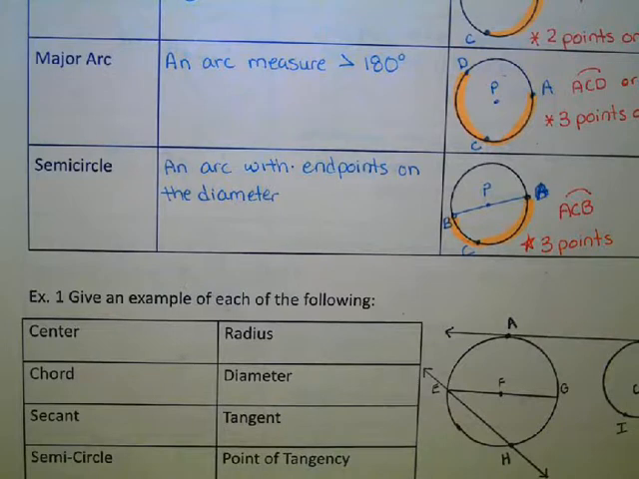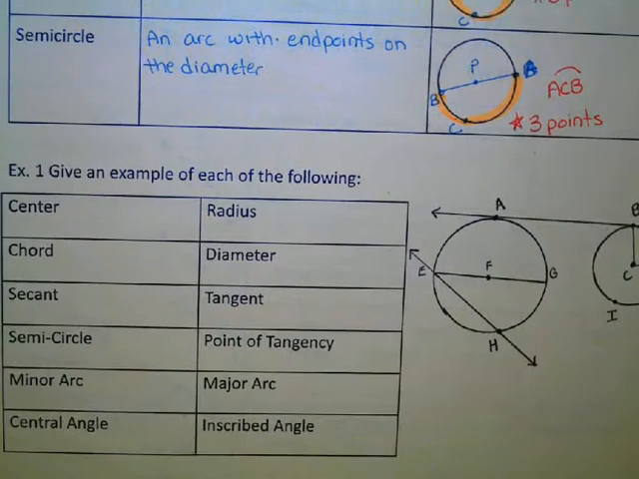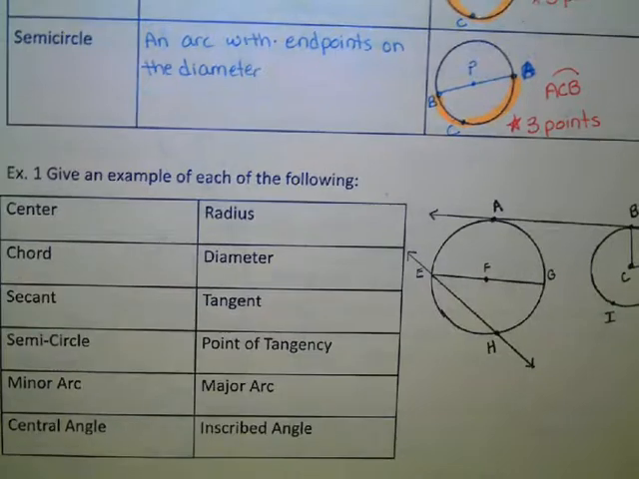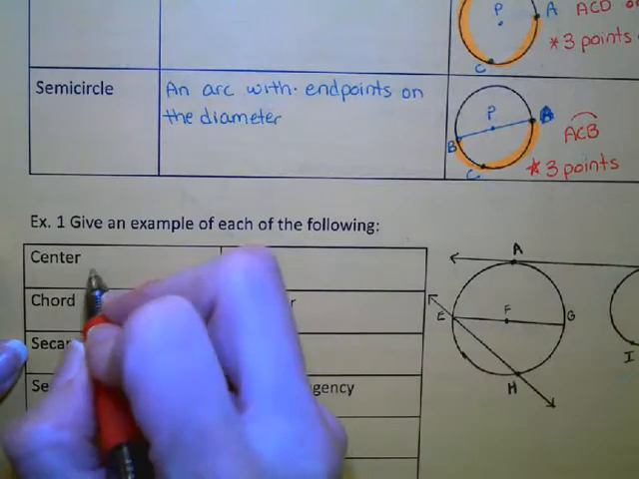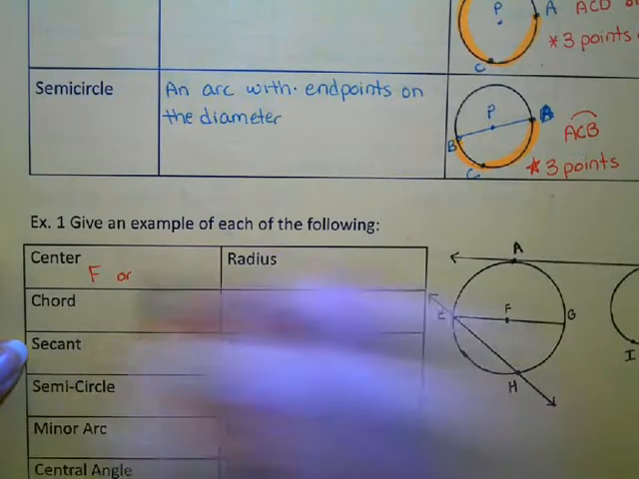Alright, let's look at a picture now with a whole bunch of different letters. Let's give one example of each of these. So if I were you, I'd pause the video, try to find an example of each of these, and then turn it back on and see if we get the same thing. Now I'm not going to write down every example, so there could be more than one correct answer here. So for like this first one, the center of this circle is F, or the center of the other circle would be C. So you can have more than one correct answer.